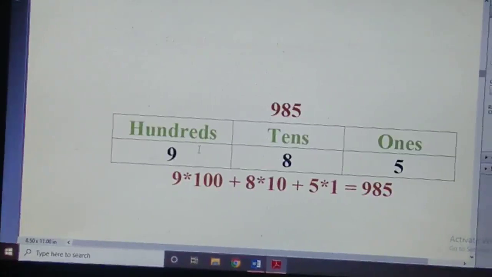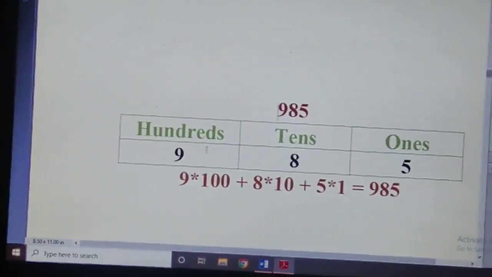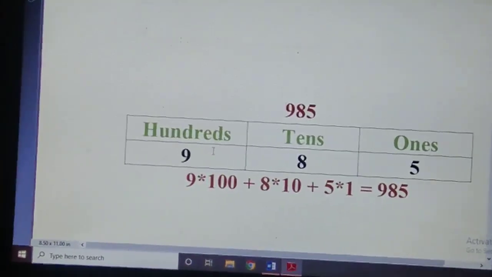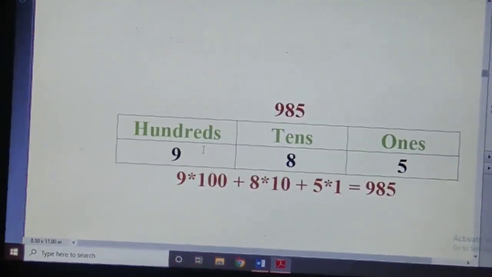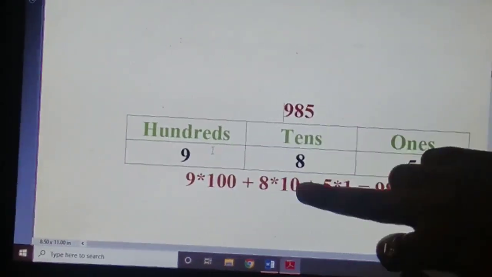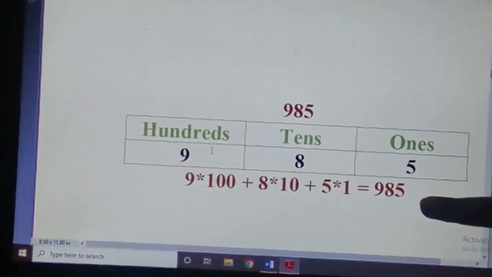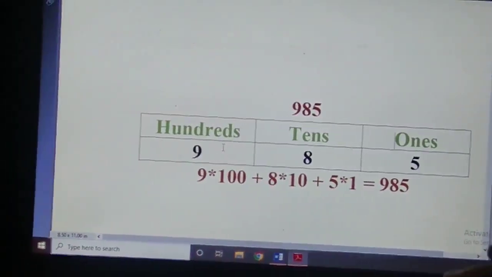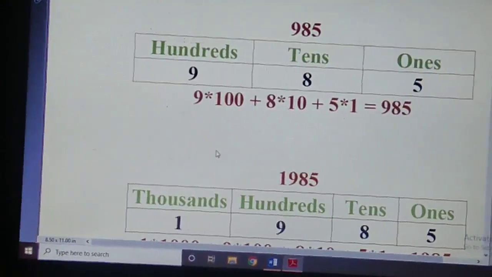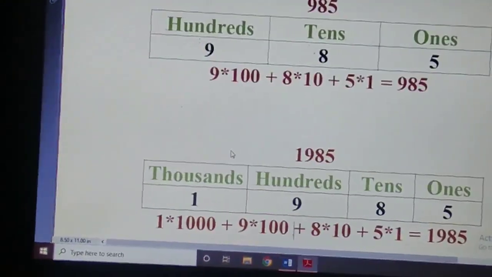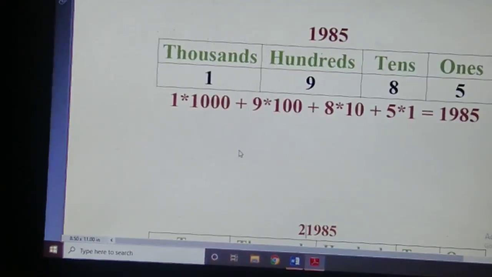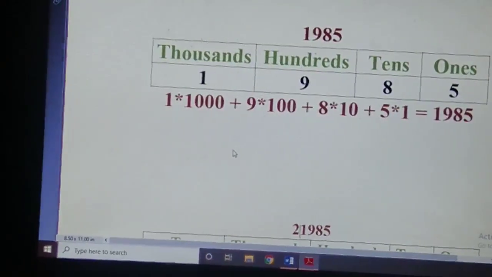Now we will see a 3 digit number. 9 is in the 100 place, 8 is in the tens place and 5 is in the ones place. Now multiply with 100: 9 into 100, 8 into 10 and 5 into 1 is equal to 985. Same for the 1000 place. Now 1 is in the 1000 place. 1 into 1000, 9 into 100, 8 into 10, 5 into 1 is equal to 1985.